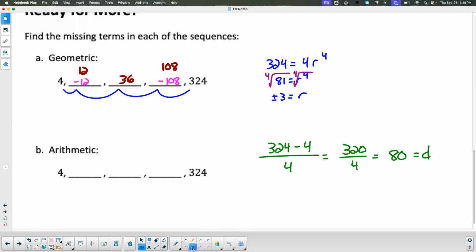I get a common difference, if it's arithmetic, of 80. So then it's 84, 164, 244, and then 324. Questions, comments, concerns, clarifications?